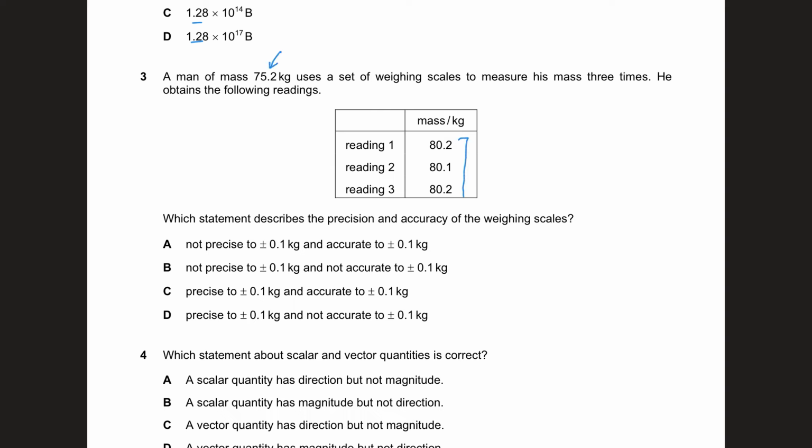Now all the readings here are precise to plus minus 0.1 kilogram. So it's 80.1, 80.2, 80.2. Even if we take out the average of the 3 values, the average comes out to be 80.133. So the 3 values are precise to plus minus 0.1 kilograms. So it could be either option C or option D. If you look at the accuracy, is the average value accurate to plus minus 0.1 kilogram? It's not. The true value is 75.2. The average value is 80.133. So it's not accurate to 0.1 kilogram. Hence option D.